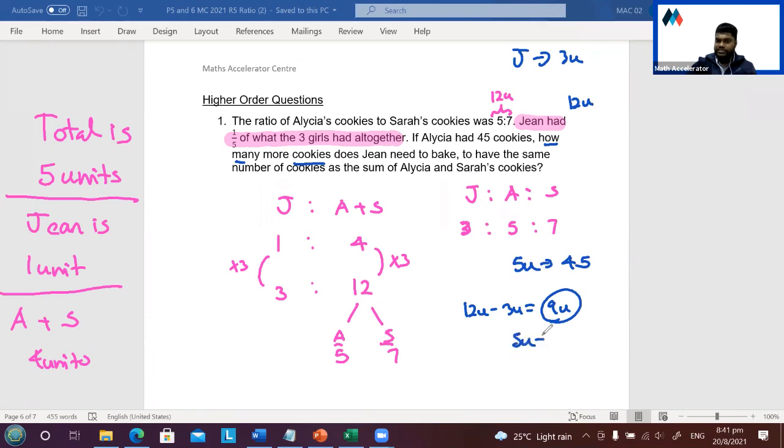So 5 units is 45. Go and find for 1 unit. 45 divided by 5 is 9. So how many more units does Jean need to reach 12? It's 9 units, which is 9 times 9, and that equals 81. Take about a minute to copy this before I move on to the next question.